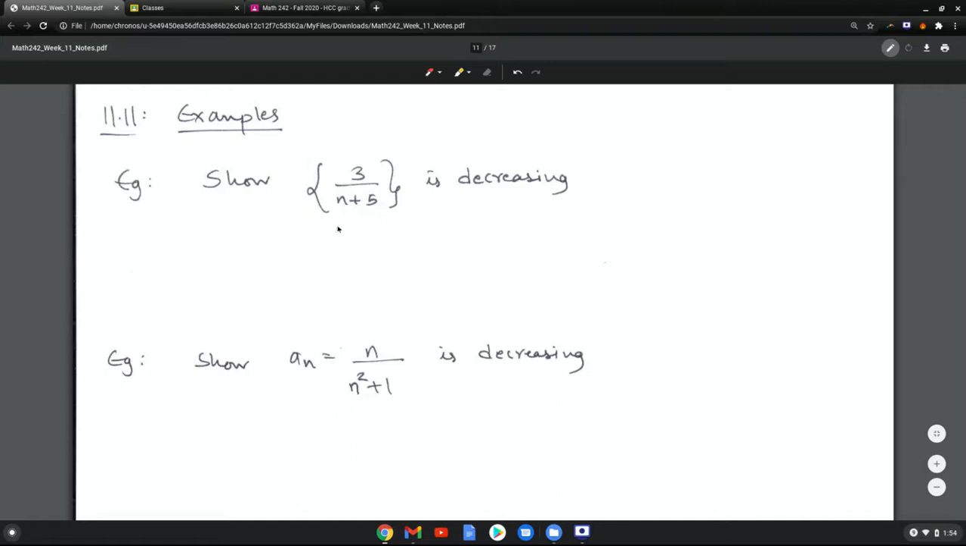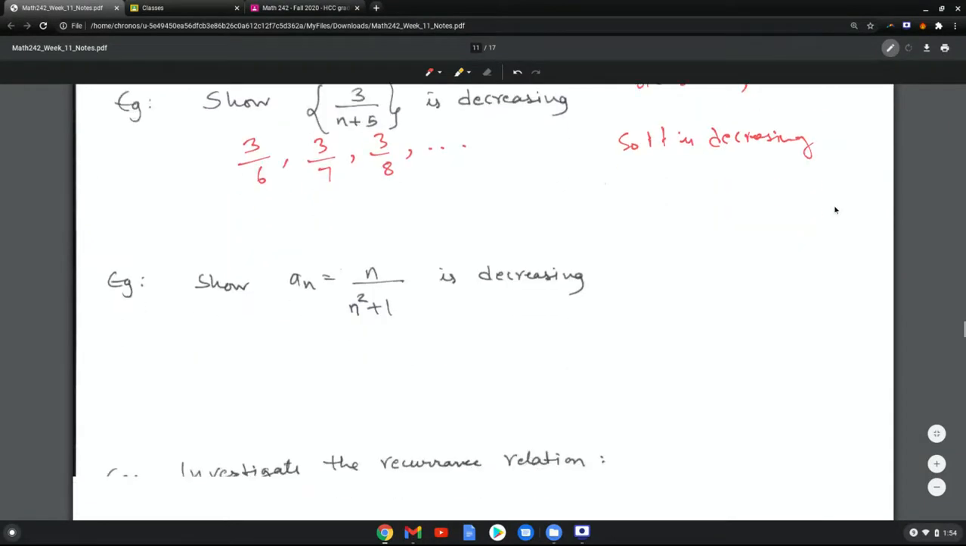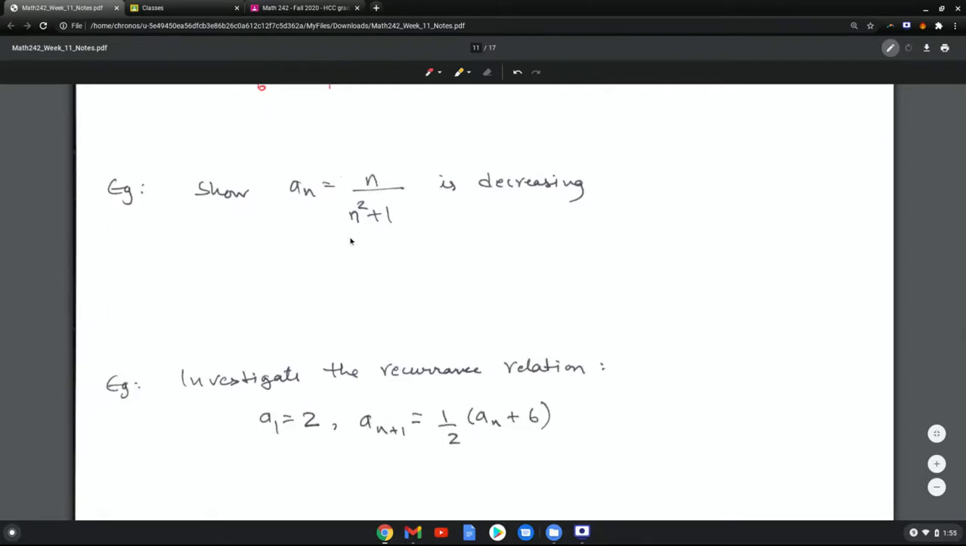Show that this is decreasing. One way is to plug in the values. You have 1/2, 3/7, 3/8, and so on. You can claim that the denominator is increasing and the numerator is constant, so it is decreasing. Same thing here. You can say that the denominator is increasing faster than the numerator, so the a_n, the sequence itself, is decreasing.